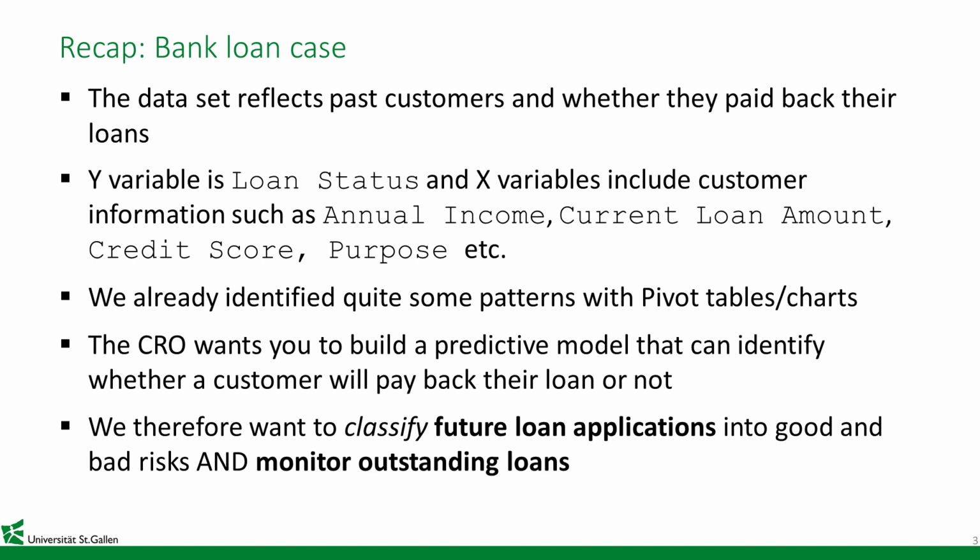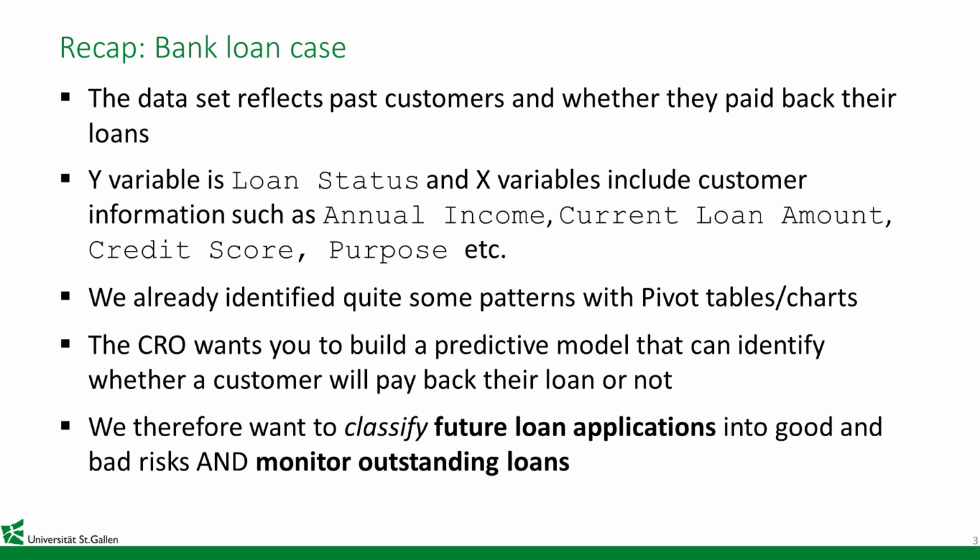Let us quickly recap the bank loan case. What is it about? Now, we have data on past customers and whether or not they paid back their loan. So our Y variable of interest is the loan status. That's a binary variable, either 1 when the customer defaulted on the loan and was not able to pay back, and 0 when the customer was able to pay back the loan. Our X variables include information on the customer, such as his annual income, the current loan amount, the credit score, or the purpose for the loan.